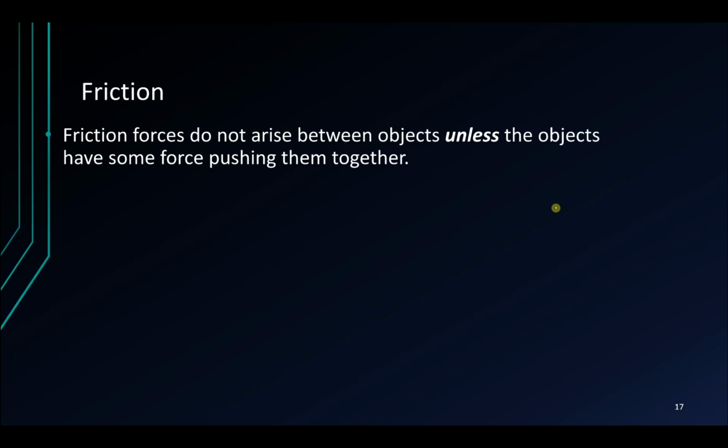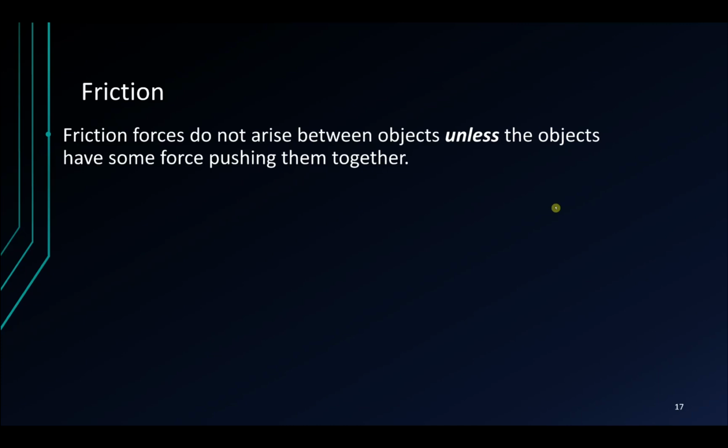So friction forces do not arise between objects unless the objects have some force that's pushing them together. Makes sense, right? If you rub your hands together really fast, there's friction between them. They're touching each other. I am applying a force to push my hands together. Now, if my hands are separated by like an inch and I move them back and forth, there's no friction occurring because the objects aren't touching each other. So objects have to touch each other in order for there to be a friction force.